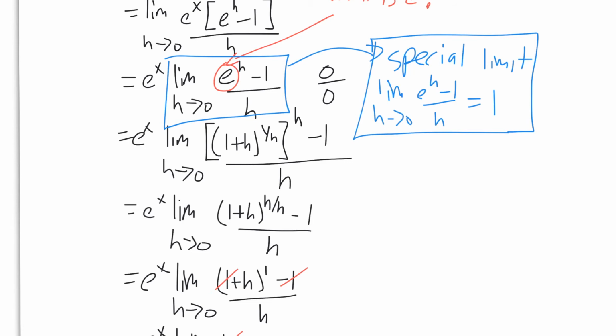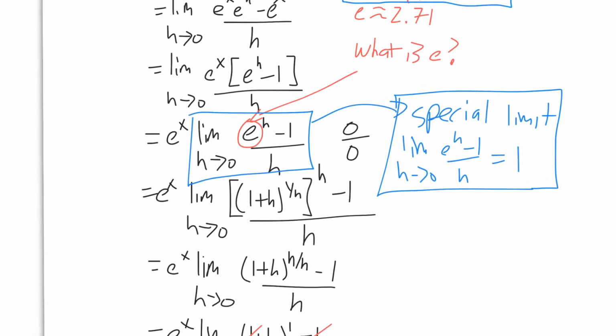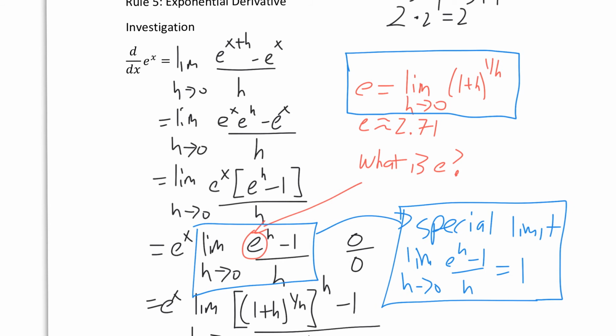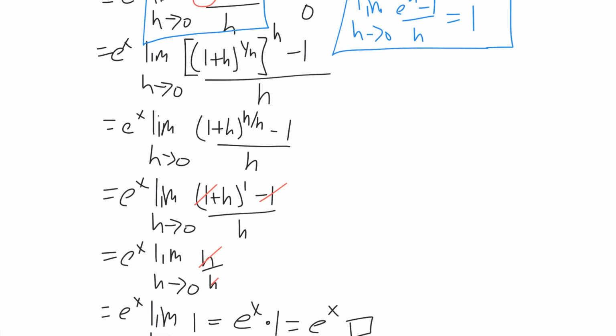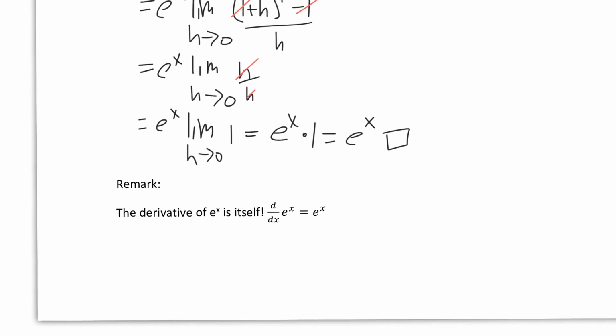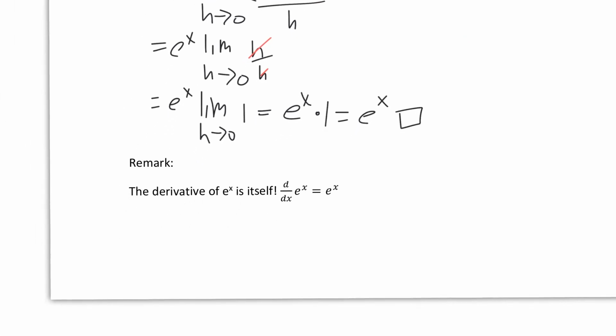But the second thing that I think is even more interesting is that when you try to do the derivative of e to the x, you work and you work and you work, and in the end, you just get e to the x. So, as a remark, the derivative of e to the x is itself. The derivative is just e to the x.